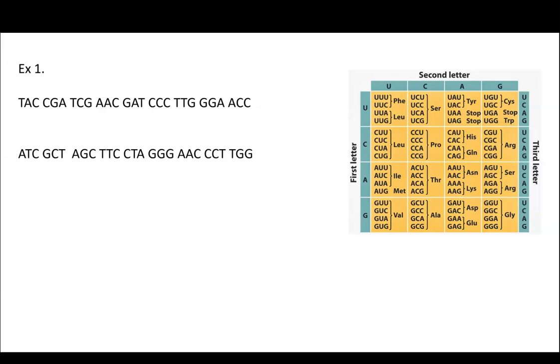On the right-hand side, I have a codon chart. You should have one of these in your book or in your assignment, and we will use that as sort of a code or a key for going from RNA to amino acids.